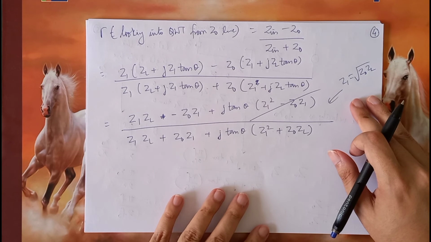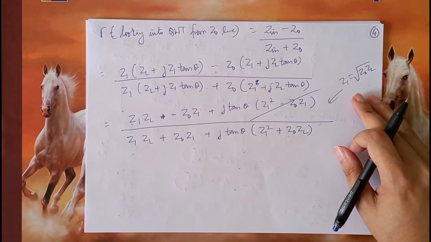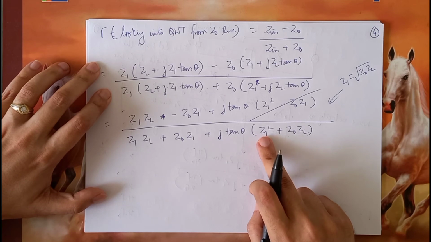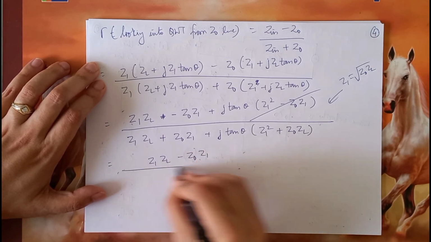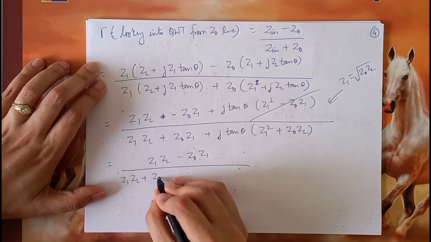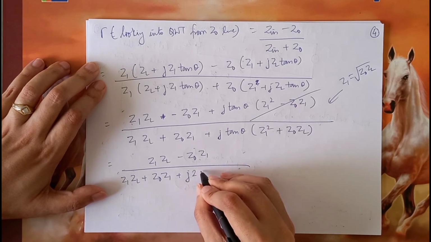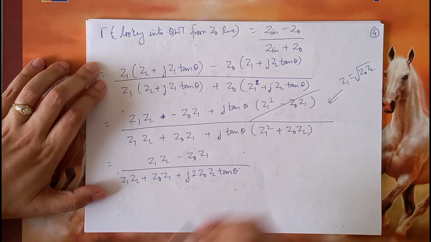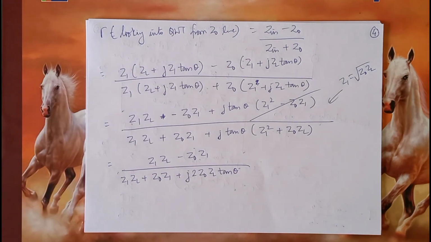So then what can we say? If we substitute again Z1 squared here as Z0 ZL, what we will get is Z1 ZL minus Z0 Z1 divided by Z1 ZL plus Z0 Z1 plus, this will become 2 Z0 ZL, so this will be j 2 Z0 ZL tan theta. Is this fine? I think so, yeah.